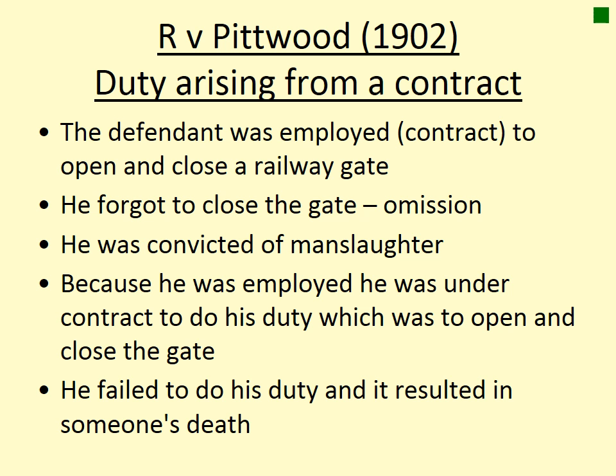So looking first of all at the case of R v Pitwood, notice the date, it's 1902. And the omissions category is known as a duty arising from a contract. What happened in this case was the defendant was employed, his contract of employment, hence the contract part, to open and close a railway gate. He forgot to close the gate and went off on his lunch break. This was his omission, his failure to act.